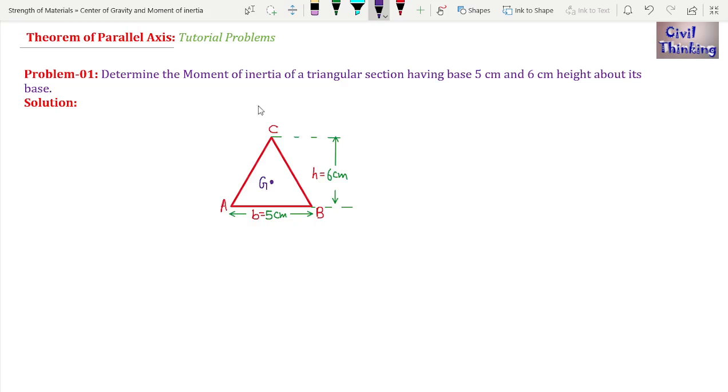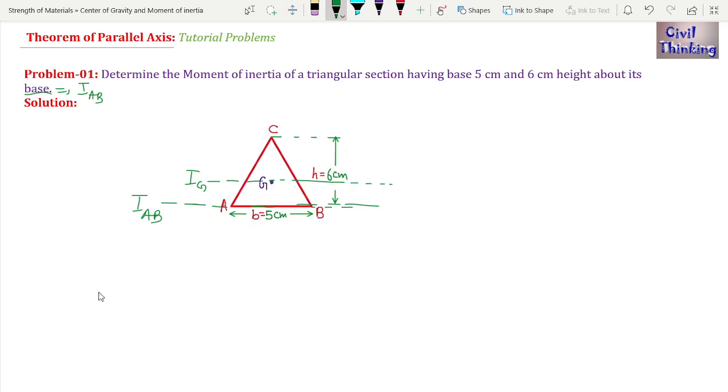First of all, let's draw an axis here. Now this axis is passing through the center of gravity. Let me call the moment of inertia about this axis IG. Now let me draw an axis here. This is the axis passing through AB. Let me call the moment of inertia about AB as IAB. Now we have to find the moment of inertia about the base, this base AB. We have to find IAB.